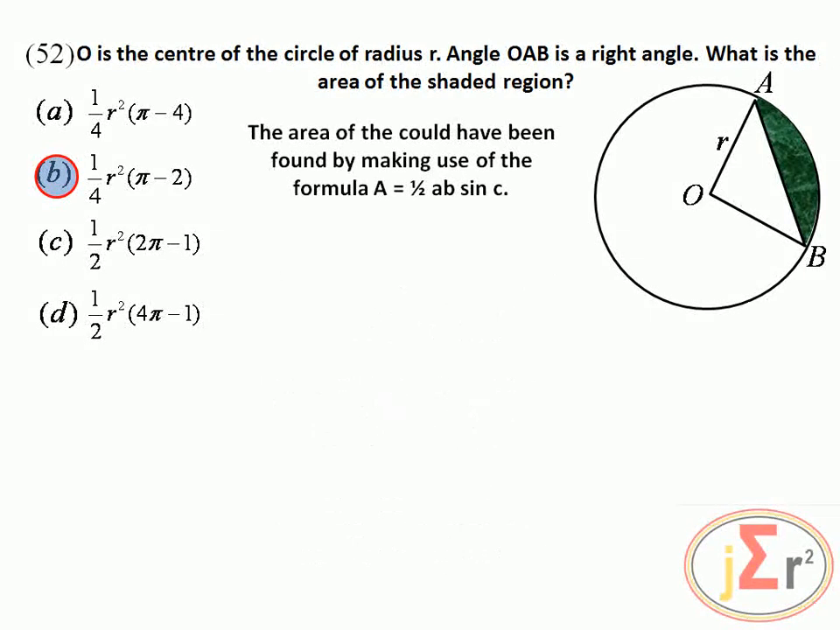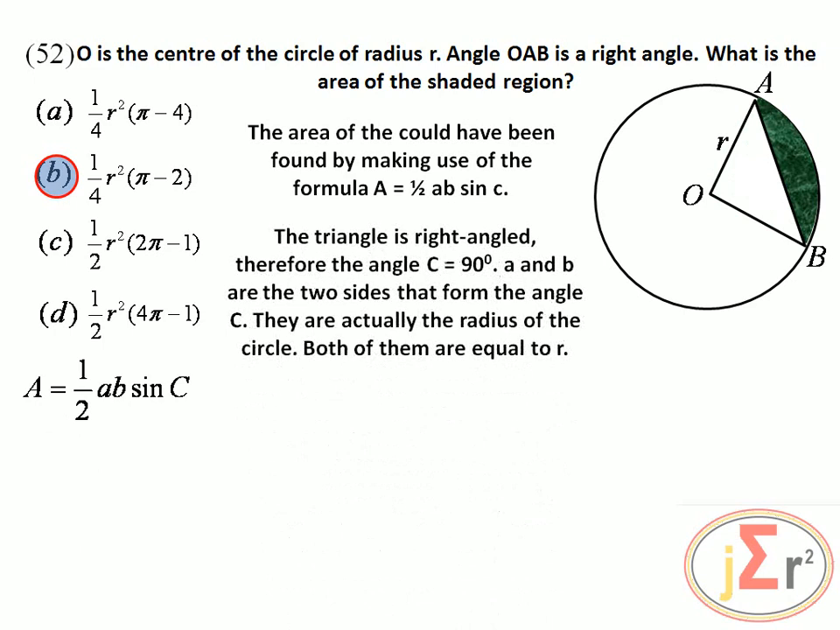The area of the right-angled triangle could have been found by making use of the formula A is equal to a half ab sine C. That is, the area is equal to a half ab sine C. And let us see what those mean. That is the area that we are talking about. The area of the right-angled triangle. A is equal to a half ab sine C.